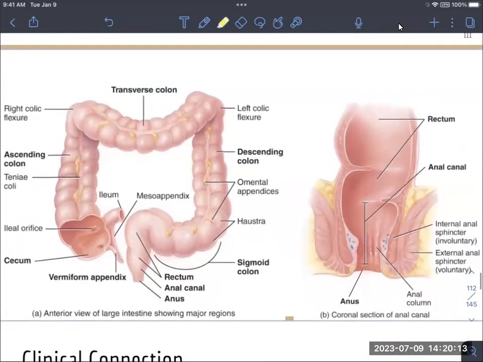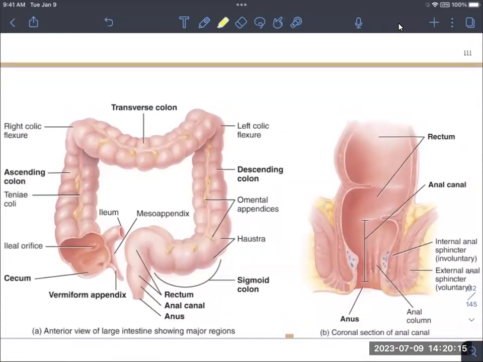So here's this ileum, and it has this ileal orifice that enters into this cecum. The cecum is the first part of that large intestine that has the appendix at the bottom. We get that ascending colon. Here's that right colic flexure, that transverse colon, left colic flexure, that descending colon, sigmoid colon, that turn to that rectum, anal canal to that anus.